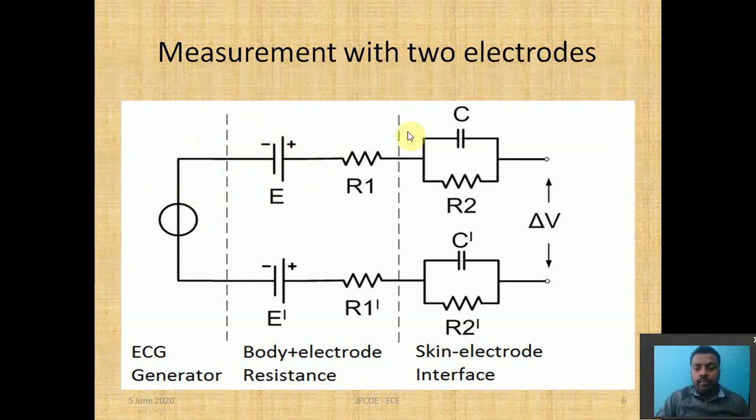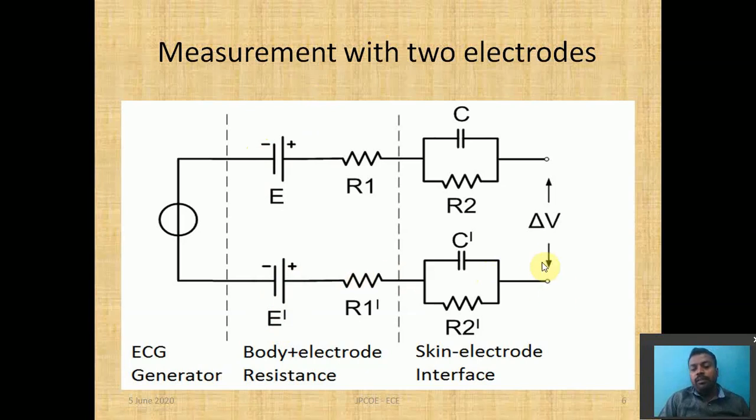This is an active electrode, and this is a passive electrode. Both electrodes have almost the same equivalent circuit, but different values of resistance and capacitance. The active electrode sends a biopotential, that is E, and the reference electrode sends the biopotential E dash. These currents are flowing through this circuit.